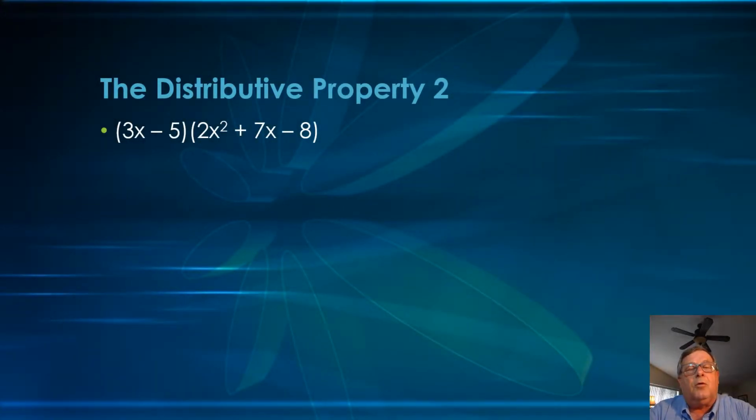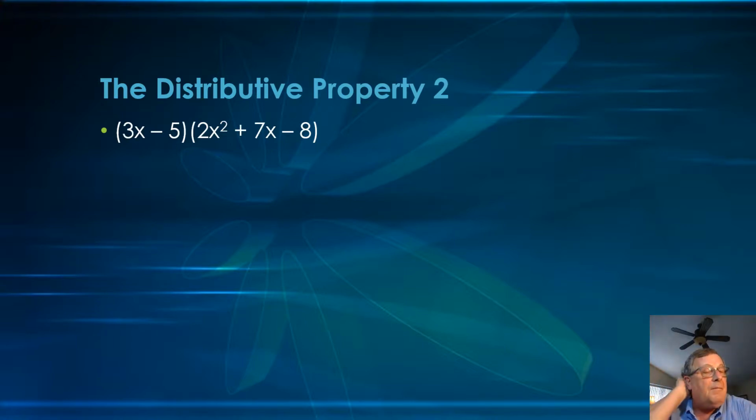Now we're going to take the multiplying of polynomials a step further. We've done some multiplying of two binomials, but now we're going to take a trinomial and multiply it by a binomial. The binomial is 3x minus 5, and the trinomial is 2x squared plus 7x minus 8.